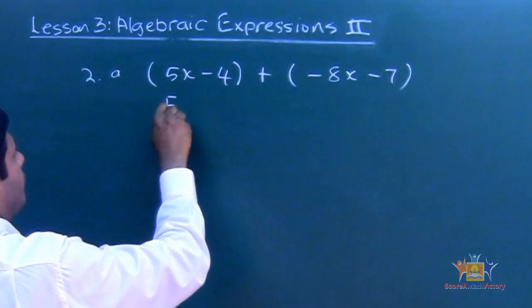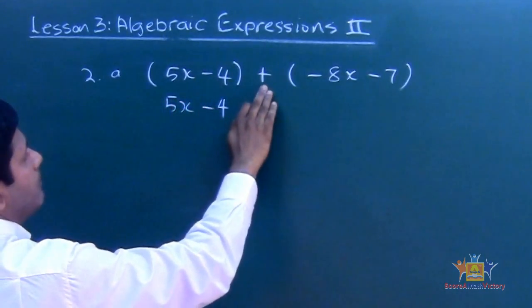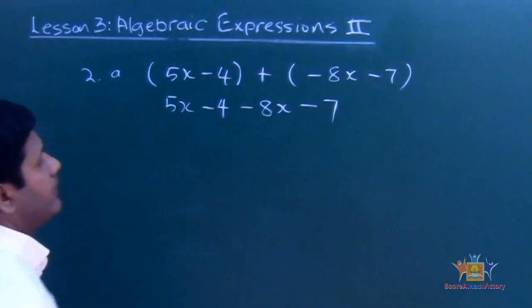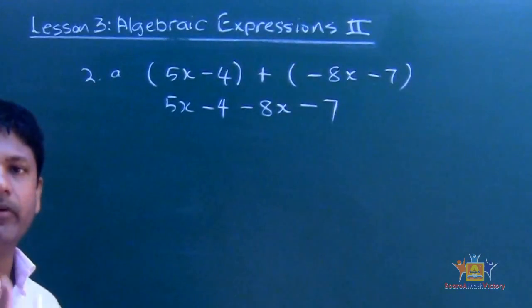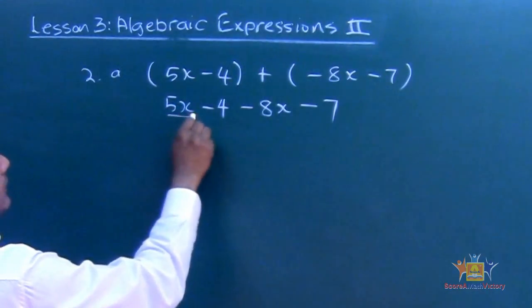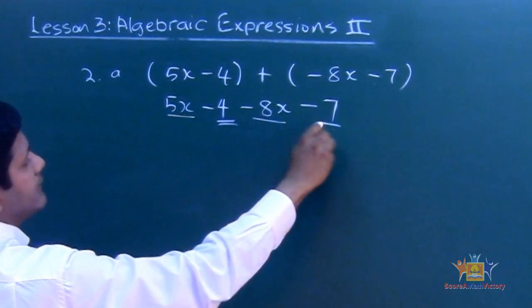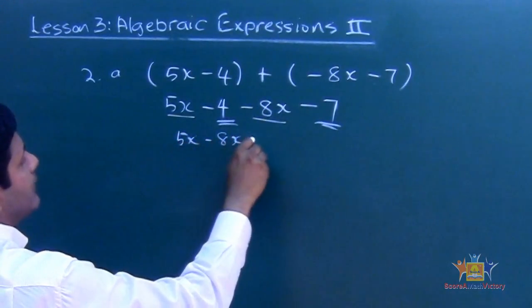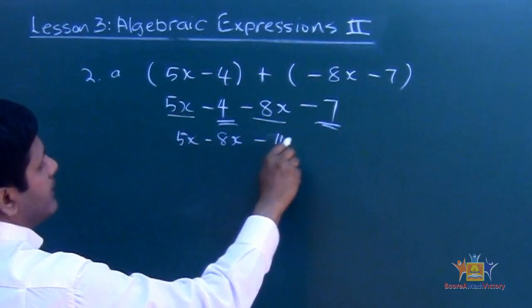So that means it's going to be 5x minus 4 plus and minus is going to be minus 8x plus and minus is going to be minus 7. And then we're going to group them with the like terms. This and this identical, and this identical. So it's going to be 5x minus 8x minus 4 minus 7.